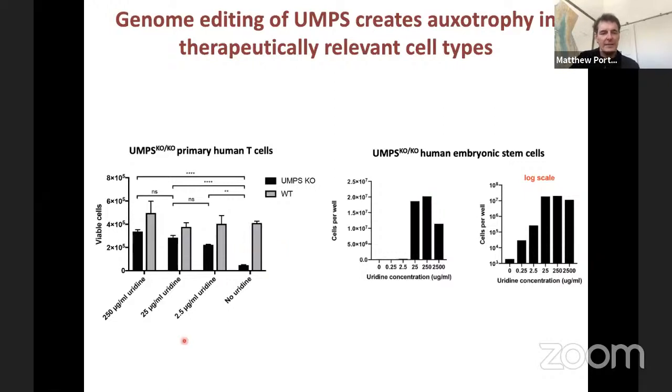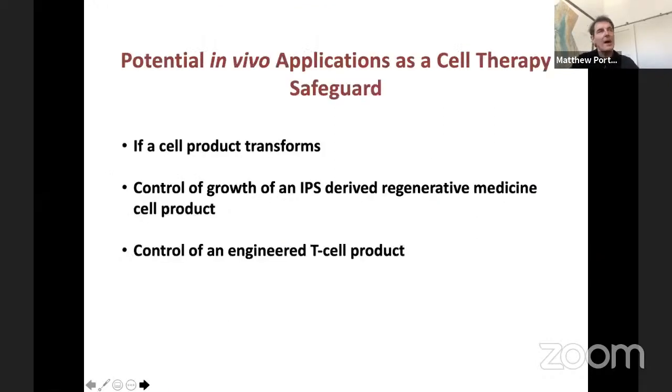Which is great in vitro, but how might one want to apply this as a control of a cellular medicine? And so there were three potential ways we might use this. One would be if you gave a cellular medicine and for unexpected reasons it caused a transformation, one might be able to control the transformation by removing the nutrient from the diet. The other is as people are developing induced pluripotent cell-based cellular regenerative medicines, the concern is, again, about transformation or the development of teratomas.